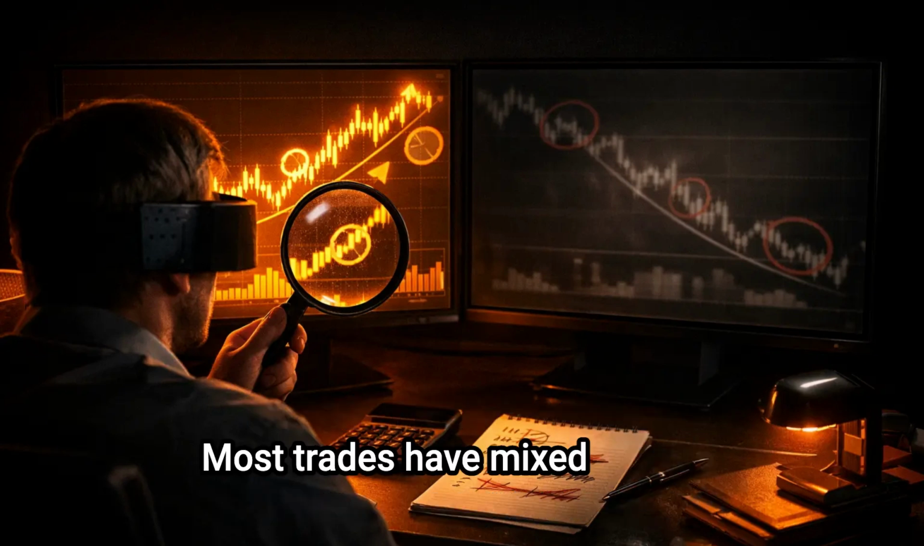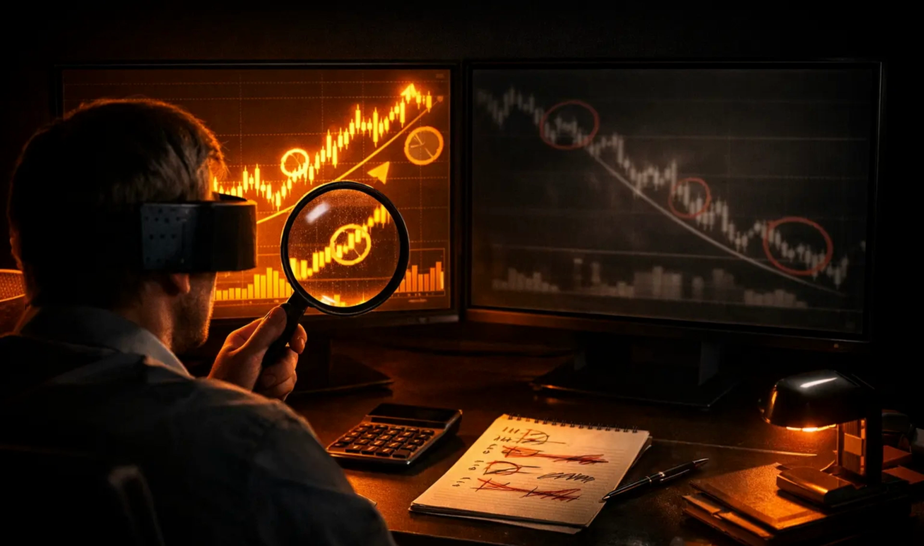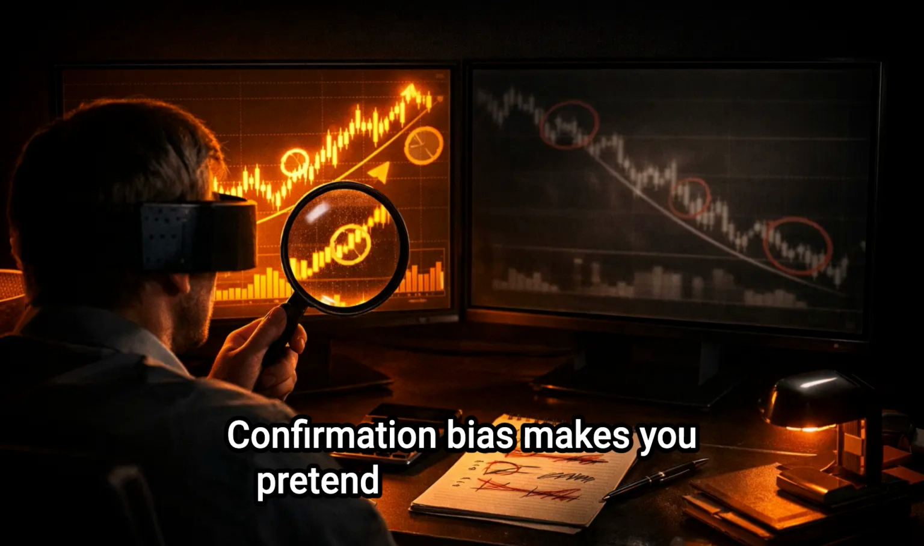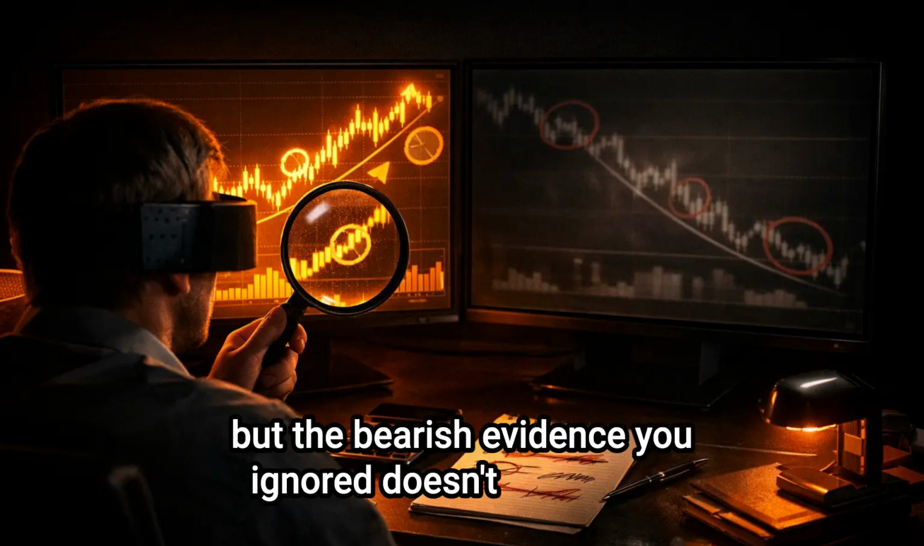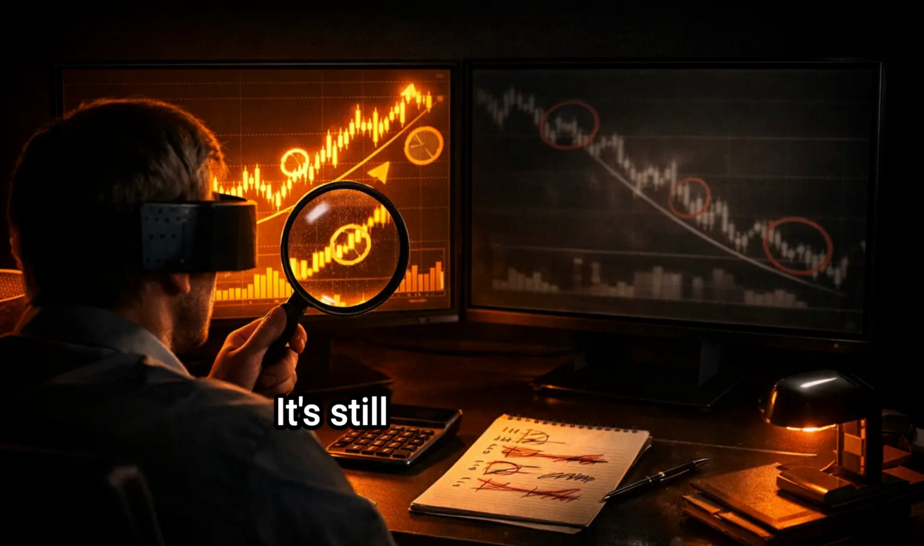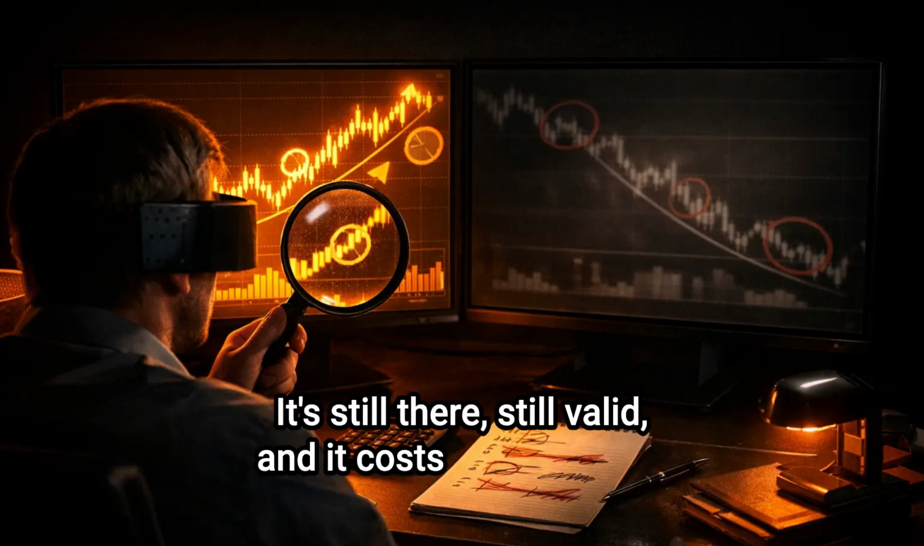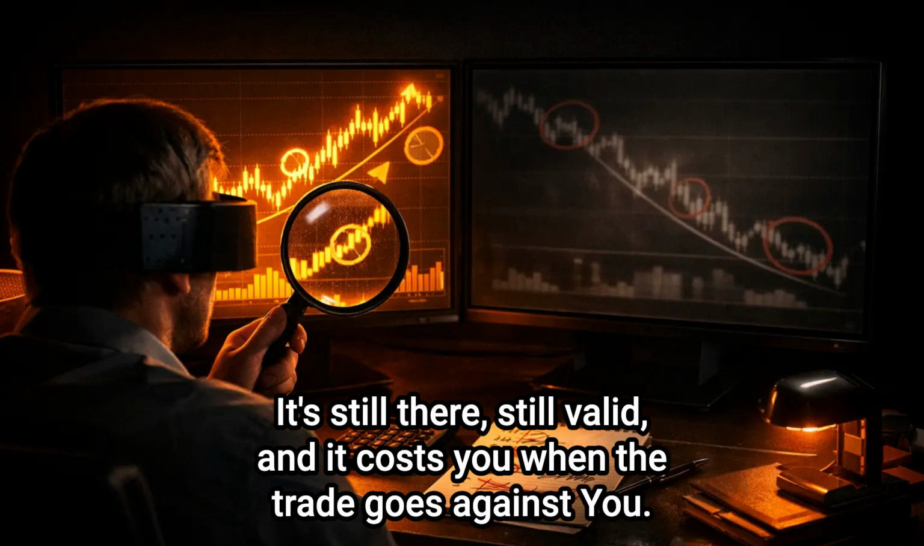Here's the uncomfortable truth. Most trades have mixed signals. Bull and bear cases both exist. Confirmation bias makes you pretend one doesn't exist. But the bearish evidence you ignored doesn't disappear. It's still there, still valid, and it costs you when the trade goes against you.